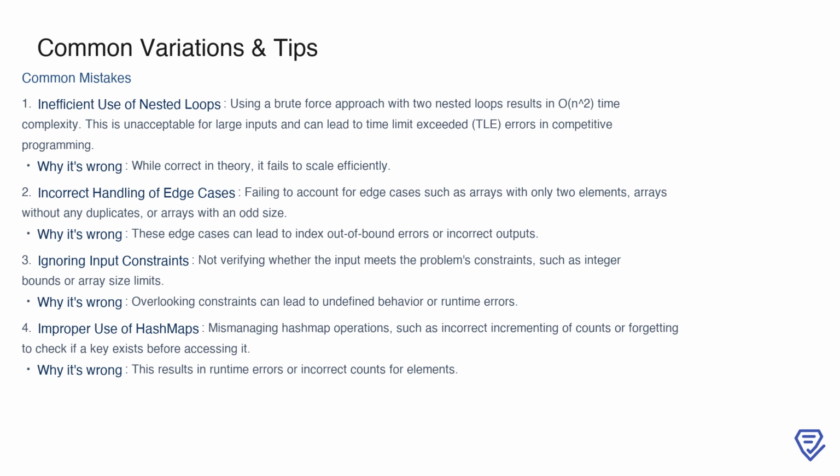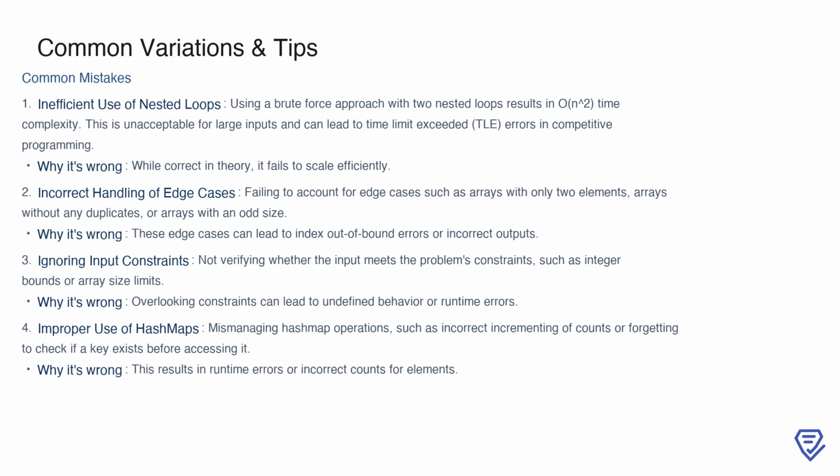When solving the Single Number 3 problem, there are some common mistakes you should be cautious about. First, using a brute force approach with nested loops might seem straightforward, but it leads to a time complexity of O(n squared). For large inputs, this is highly inefficient and can result in time limit exceeded errors, making it unsuitable for competitive programming. While the logic might be correct, it simply doesn't scale well.